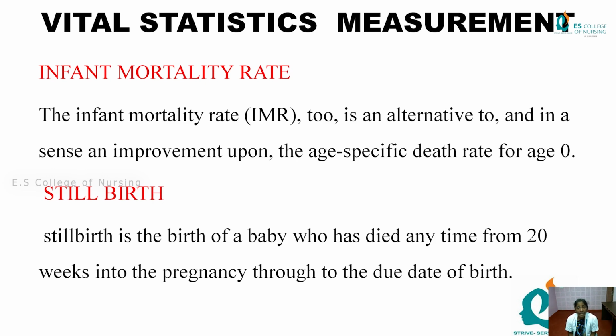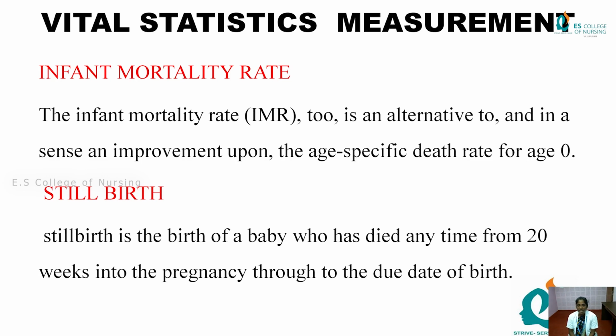The infant mortality rate could be calculated as the number of deaths happening before reaching 1 year, divided by the number of live births, multiplied by 1,000. So the infant mortality rate is measured by the total number of deaths from 28 days to 1 year, divided by the number of live births, multiplied by 1,000. Okay, hope everybody understood this.